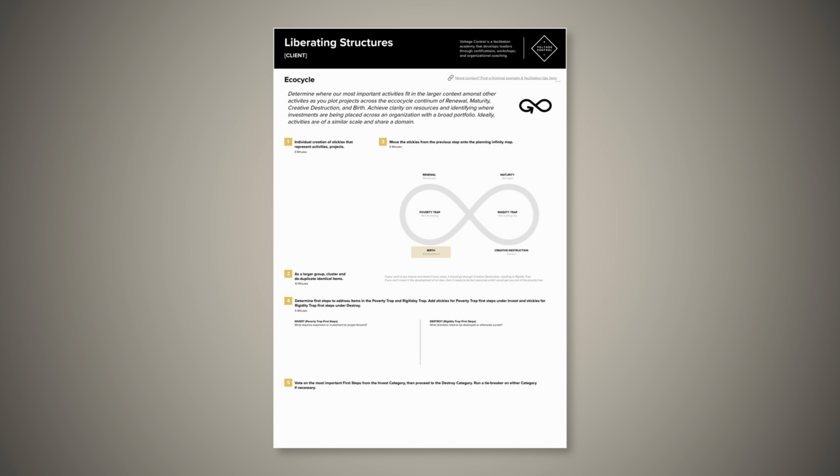If we traverse the infinity symbol forward and up to the right, we move into maturity. Following it around further, we get down into the lower right-hand side, which would be creative destruction. And then moving further along the cycle, we get to the upper left, which is renewal.